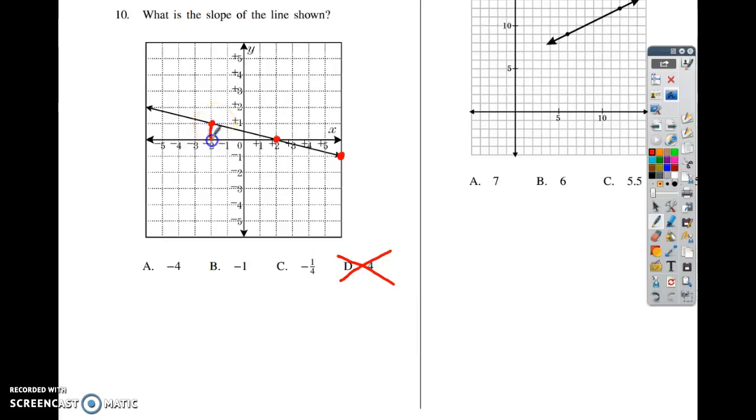Down how many? 1. To the right how many? 4. Down 1, to the right 4. Down 1, to the right 4. So the answer is C.